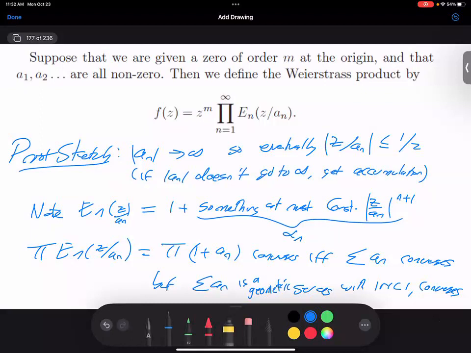So again, we go from trying to understand an infinite product to understanding an associated infinite sum. What is our go-to infinite sum? Geometric series. We love the geometric series. If the ratio is less than 1, it converges. If it's greater than 1, it diverges. And so because the a_n are growing and z is fixed, for a fixed z, z over a_n is eventually less than a half. And because my index is growing, I win.